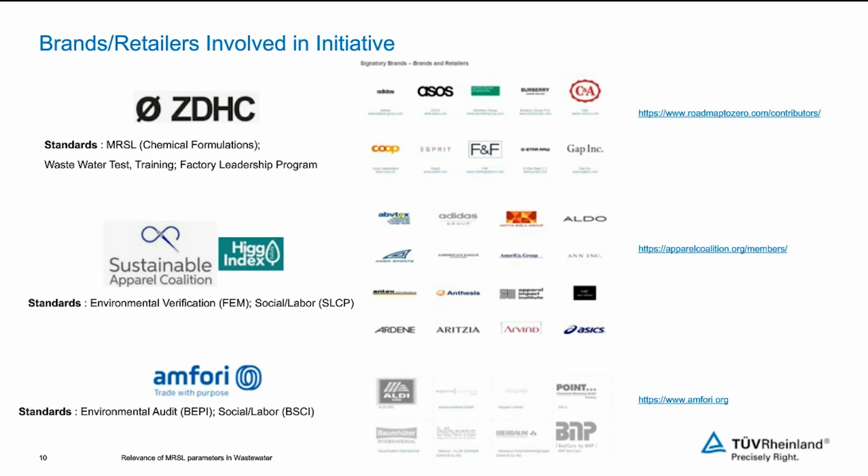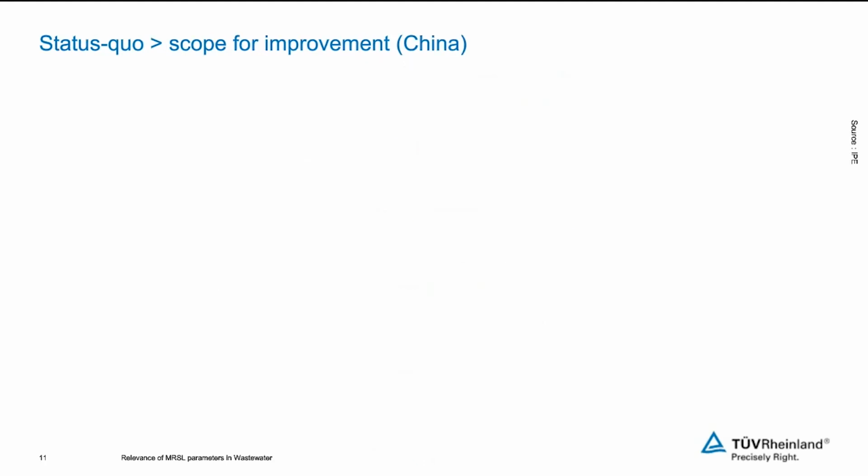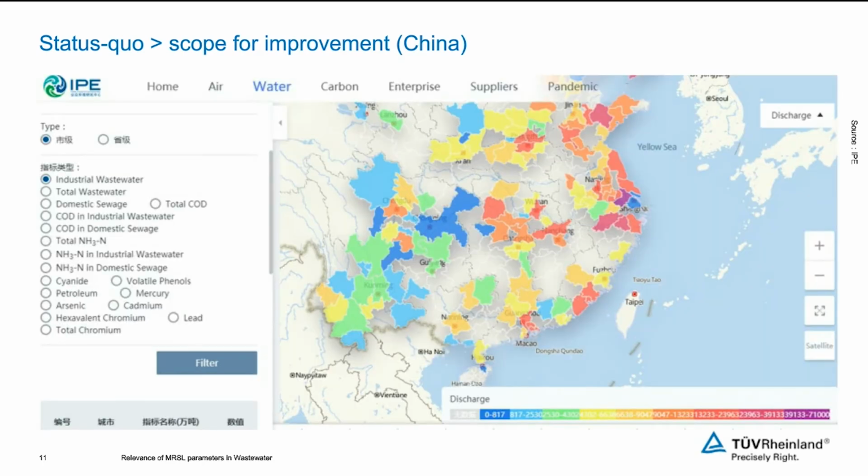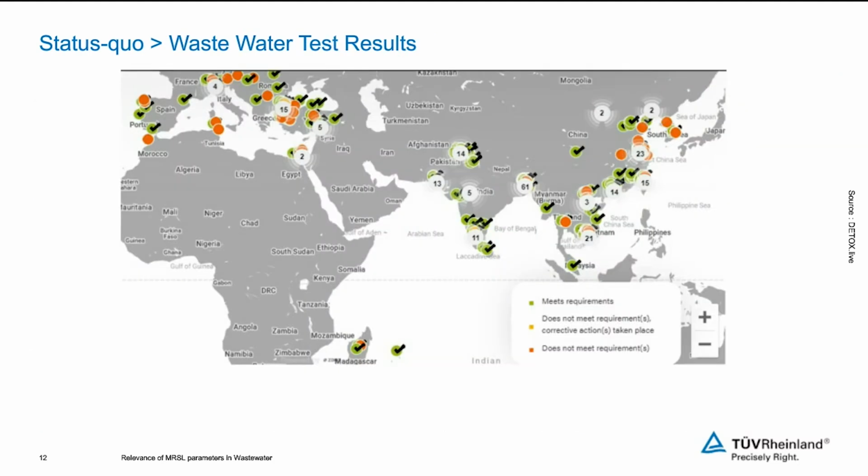Let's look at the current situation in terms of wastewater quality. Taking the example of China, thanks to the great work of the IPE team. In this example, we see with the dark colored areas, especially along the coast and also inland, that there's still need for improvement. We see similar results looking at the Detox Live platform, along with the red dots that indicate presence of harmful substances from the wastewater discharges in Asia.